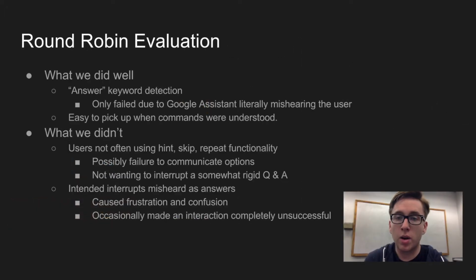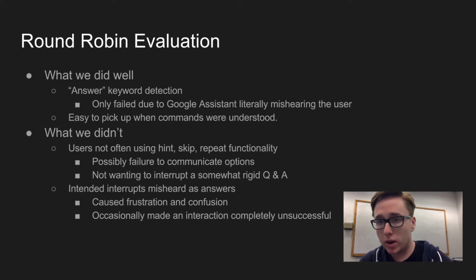So I'll be covering the round-robin evaluation, but one of the things we did really well here was the answer keyword detection. Given a user's utterance, we were pretty easily able to pull out the specific keywords that were their intended answer. The only times these really didn't work out were when Google Assistant literally misheard the user. Just as well, the system was pretty easy to pick up. By that I mean, after the user understood what was going on and understood what commands they could run, all the dialogue flowed reasonably naturally and did well.